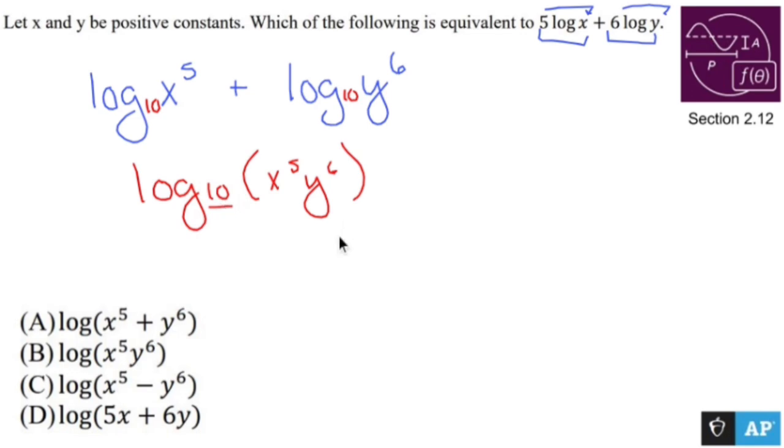Again, that 10 is not necessary. I just keep writing it down because it helps me visualize things a little bit better. I get B in this case. Pretty easy.